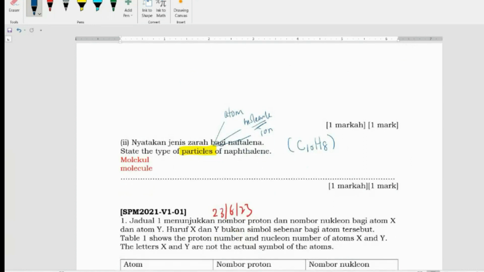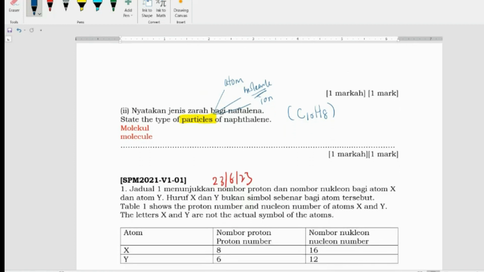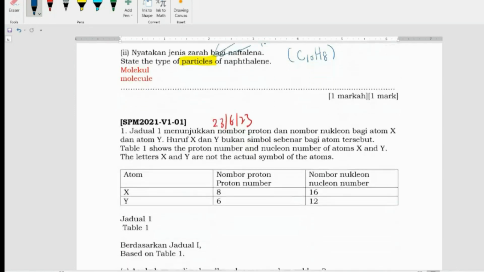Okay, next question. Okay, this I also asked you to try, right? Willie, can you read this question? Table 1 shows the proton number and nuclear number of letter X and Y. The letter X and Y are not the actual symbol of the atom. Okay, thank you. So you can see the proton number and nuclear number for X and Y.